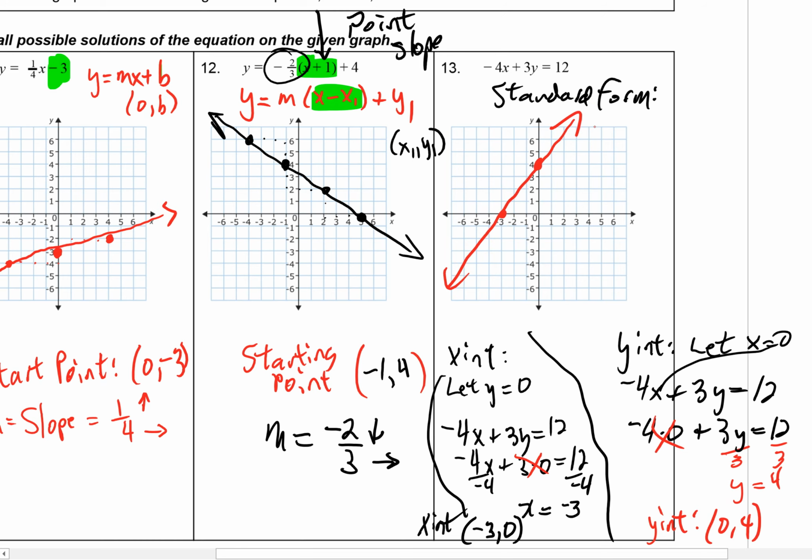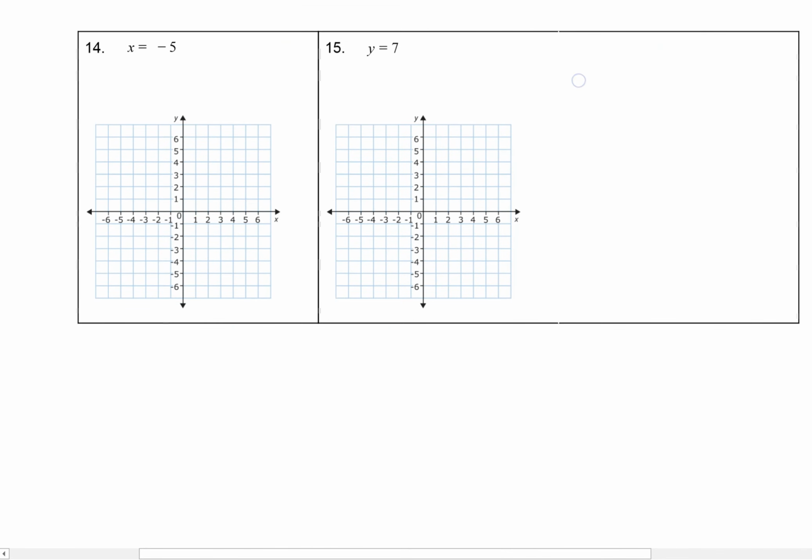Okay, let's keep going. Let's take a look at our third page right here. For number 14, x is equal to negative 5. On our video, that means x is always going to be negative 5. You could have (negative 5, 0), (negative 5, 1), (negative 5, 2), (negative 5, negative 1). You get the idea. Plot that out. (Negative 5, 0) is right here. (Negative 5, 1) is right there. (Negative 5, 2) is like so. (Negative 5, negative 1). You could see what's happening. We've got a line that looks like this.